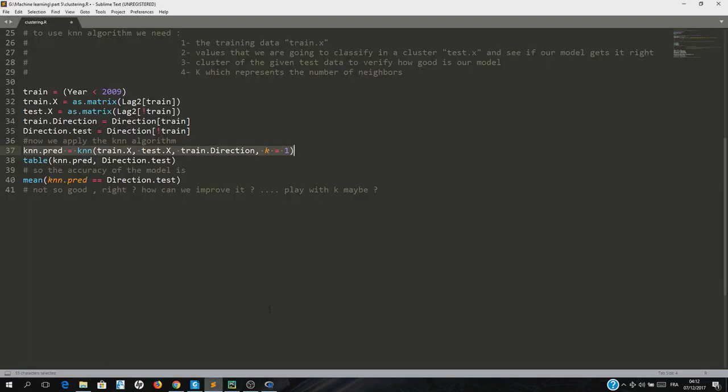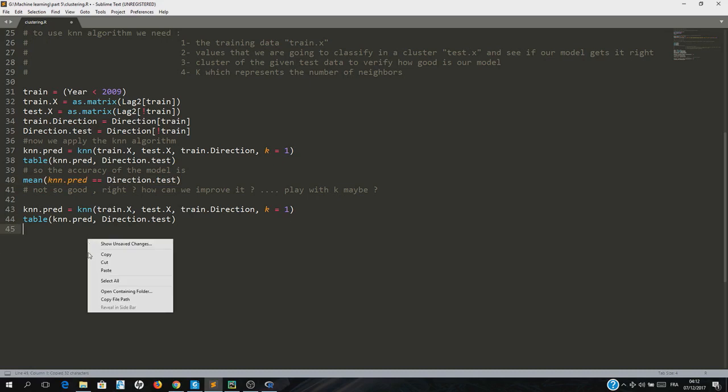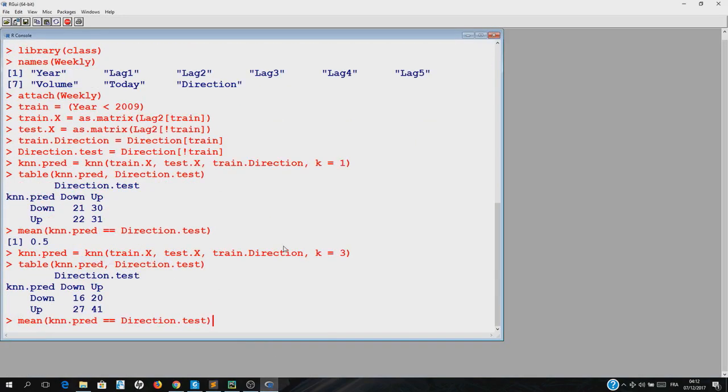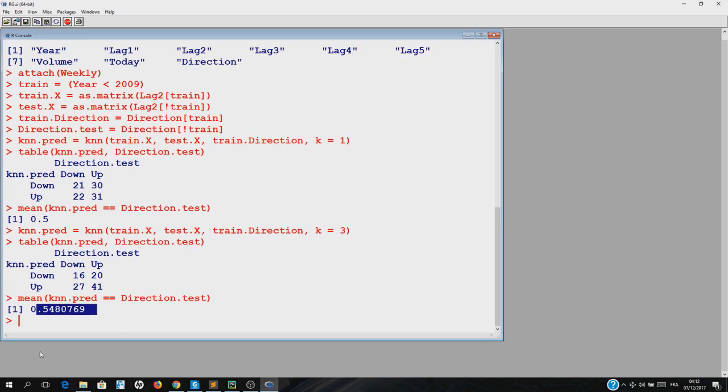Let me take it all and put it here, so you can find it later, because the code is going to be provided with the video. So what if we use 3 neighbors? You see, our model is way better, almost 55%. So you can see that our model got really better than before with 3 neighbors.